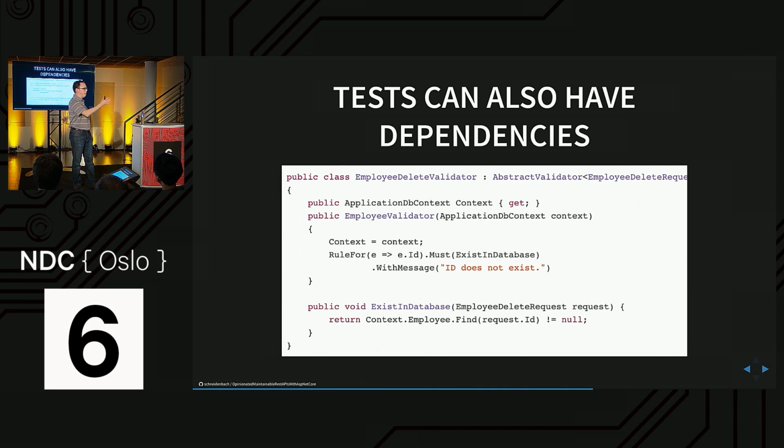Or you could say, I'm going to define a method called exist in database, and then I call a method, Fluent Validator has a method called must. Must exist in database. It becomes very readable. It becomes Fluent. It's a Fluent API. That's kind of one of its design goals.